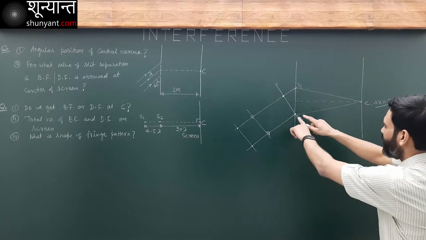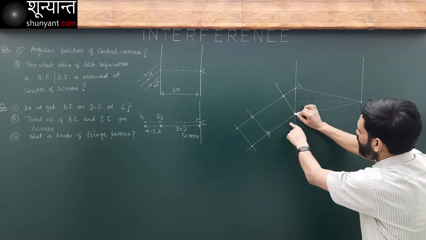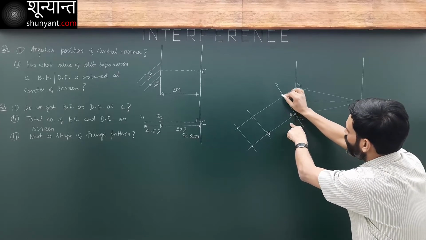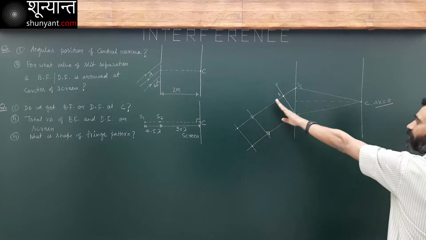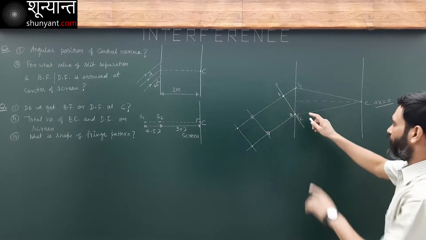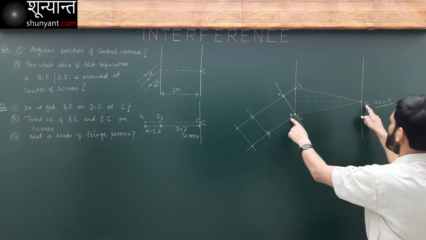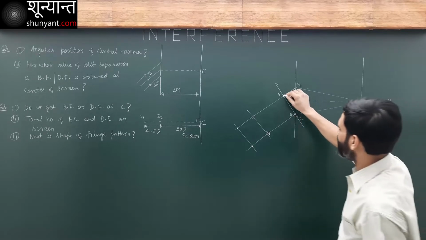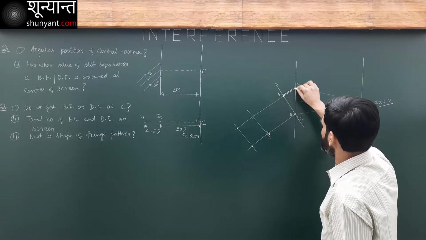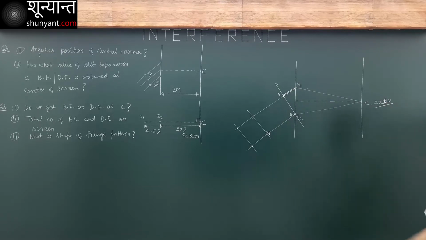Now, if I compare this light from S2 to C, up to this point, light rays 1 and 2 were moving in the same phase. Now from point 1 to C and from 2 to C, they are traveling different distances. What is the path difference? This is the path difference. That means delta x is not 0 here.